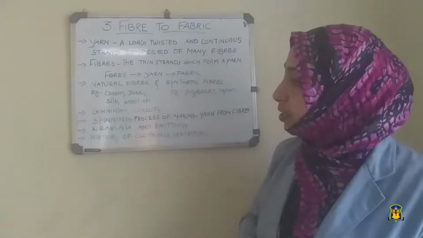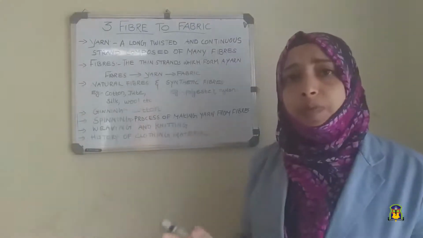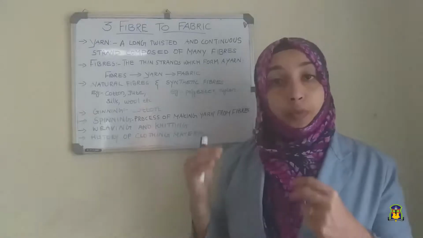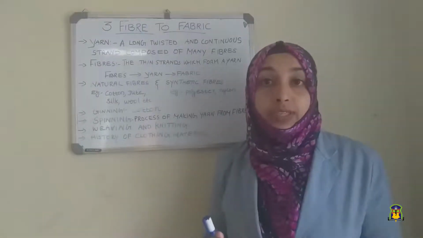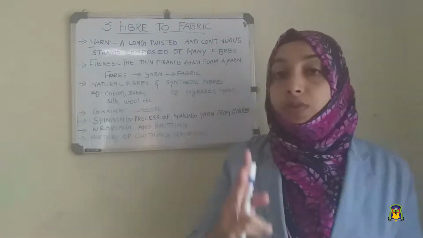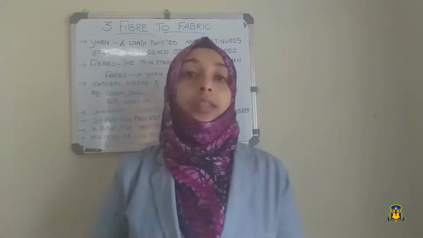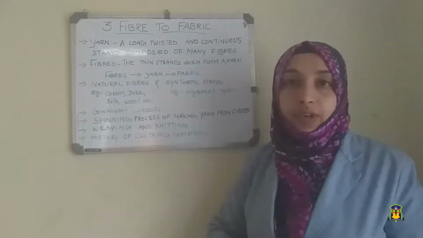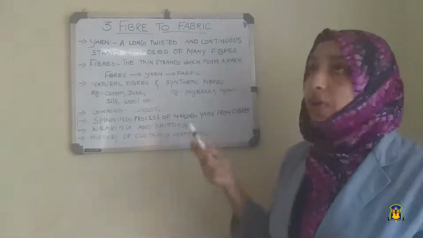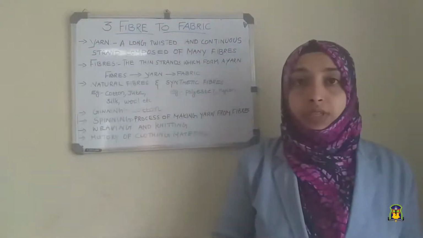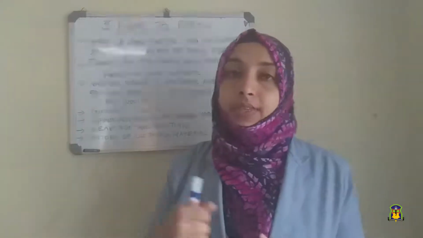Okay, the next one is the process of weaving. What is meant by weaving? The process of arranging two sets of yarn together to make a fabric. The process of joining two sets of yarn together to make a fabric is called weaving. For example, a sari. We all know that not only one yarn is used for that process. Two sets of yarn or more than two sets of yarns are used.